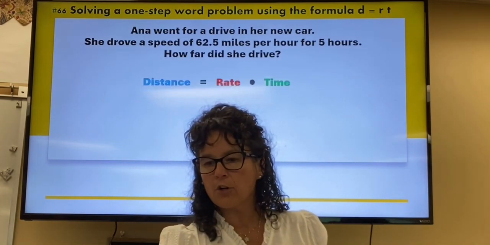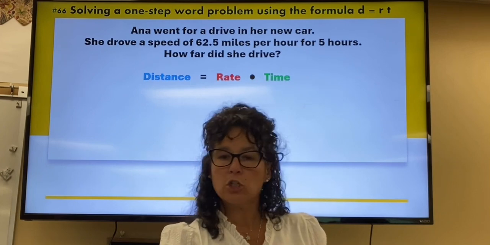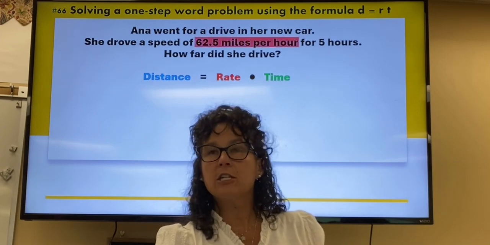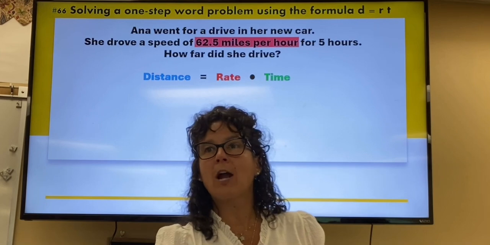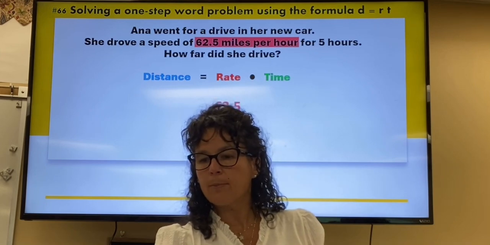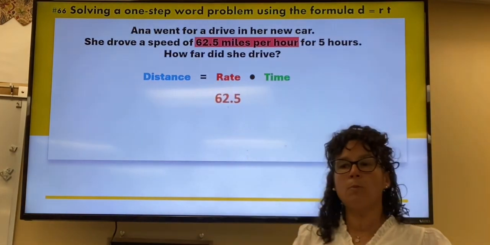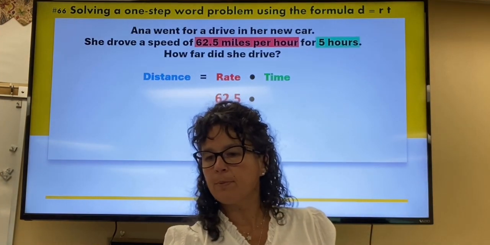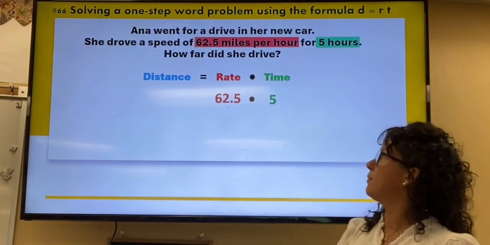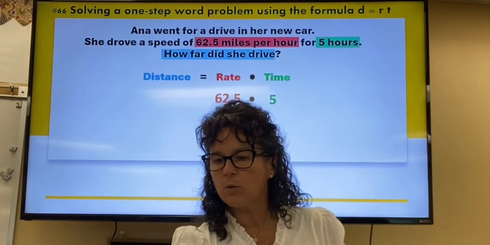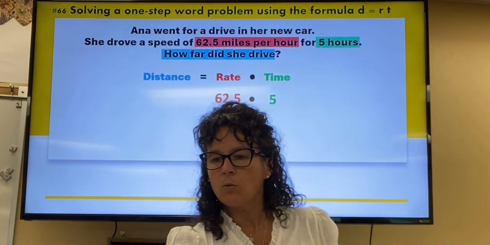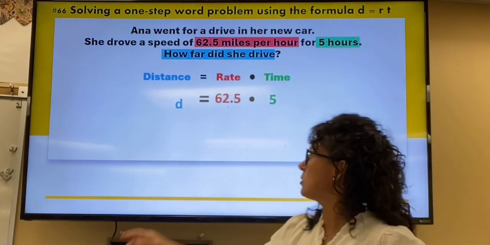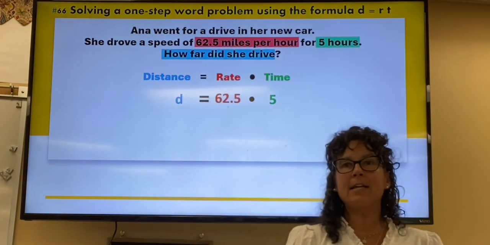So you grab your DIRT formula, make substitutions. So 62.5 miles per hour is a rate. So I'm gonna replace the rate with 62.5. 5 hours. So I'm gonna replace the time with 5. Bring down the equals. And we wanna know the distance. So since we don't know the distance, that's D.